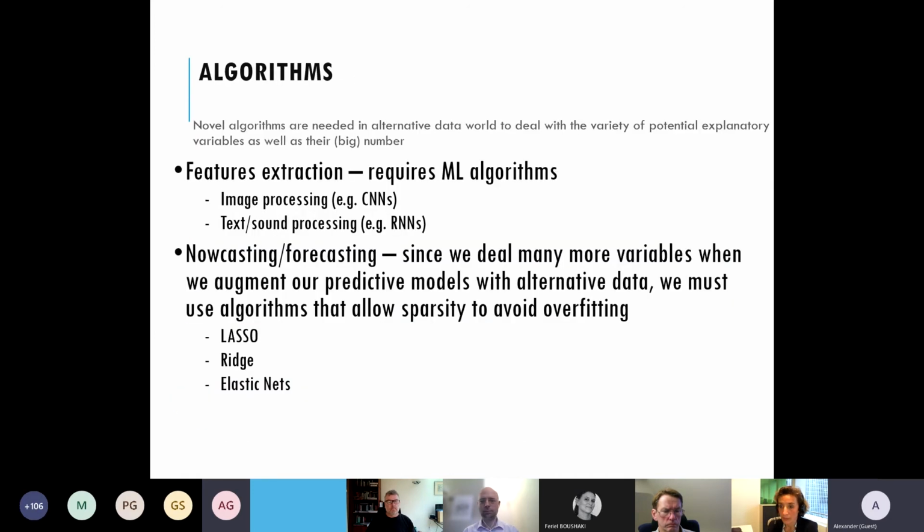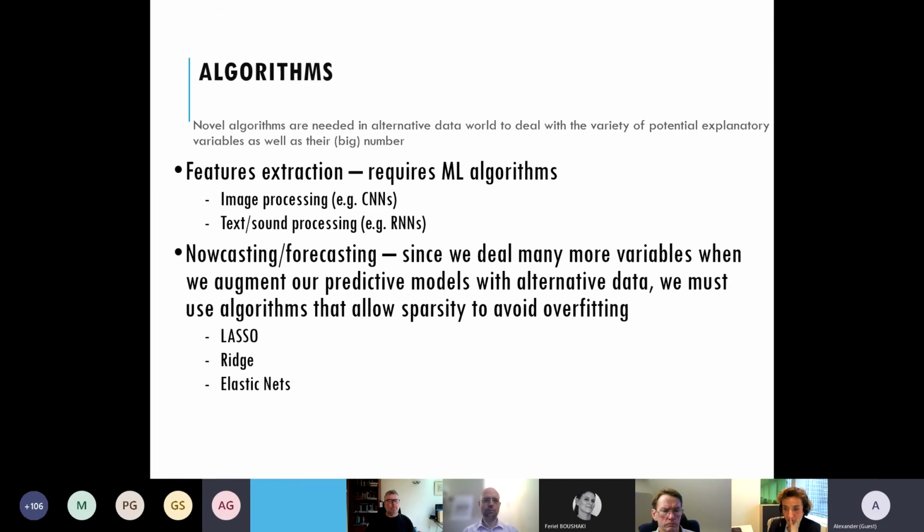When it comes to algorithms, what is new here? As I mentioned before, feature extraction requires novel algorithms that did not exist decades ago, or a few years ago. So for image processing, for example, convolutional neural networks, for text and sound processing, recurrent neural networks, and so on. These are all novel tools that did not exist at the time, which, as I mentioned, introduce new risk, and you require a higher level of expertise compared to more traditional models.